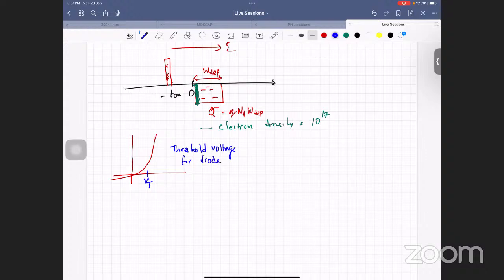Threshold is basically a kind of limit after which the behavior changes. That is the definition of a threshold. Okay?